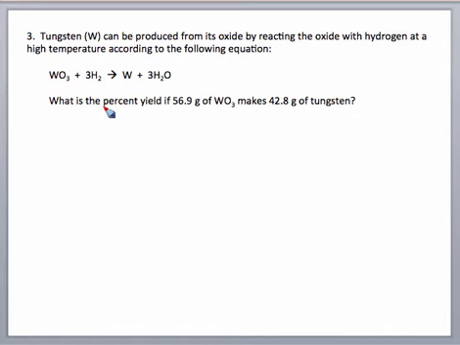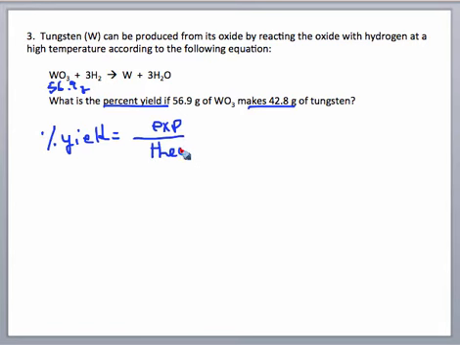Alright, what we have here is a percent yield problem, and we are starting with 56.9 grams of WO3, and we're making 42.8 grams. So first of all, the percent yield formula is percent yield is equal to experimental over theoretical times 100. So we need to know what the experimental is and what the theoretical is. Well, in a percent yield problem, the experimental is always given. So we know that's going to be 42.8 grams over the theoretical.